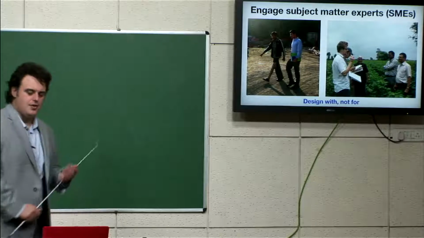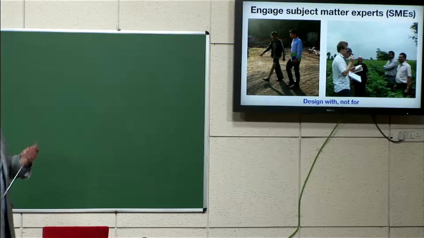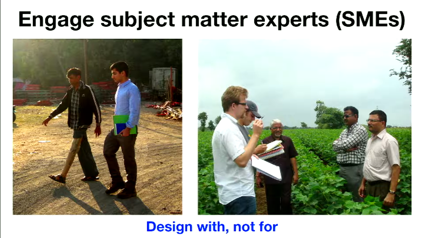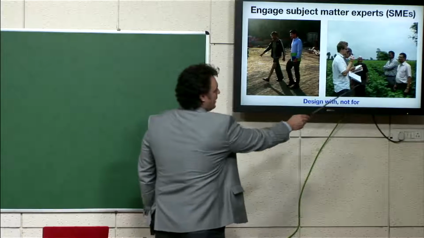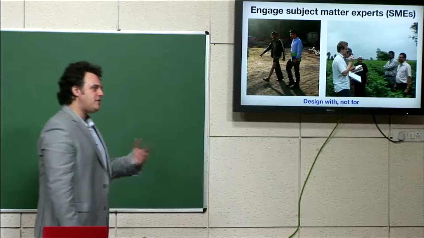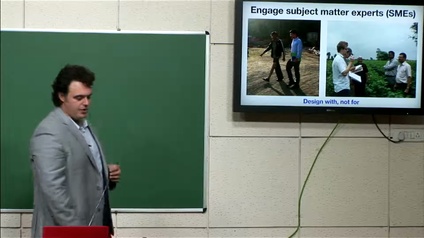Okay, so the next point is, as you're thinking about this wide network of stakeholders, you want to think about who are the subject matter experts you can engage. I showed these pictures earlier because these were subject matter experts that we could identify would know about the problem and know more than we would. This guy knows about prosthetic limbs because he uses one. This guy knows about farming because he's a farmer. These are pieces of knowledge that we wouldn't necessarily know ourselves.